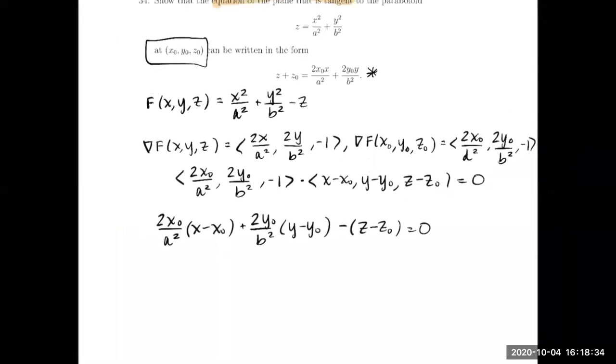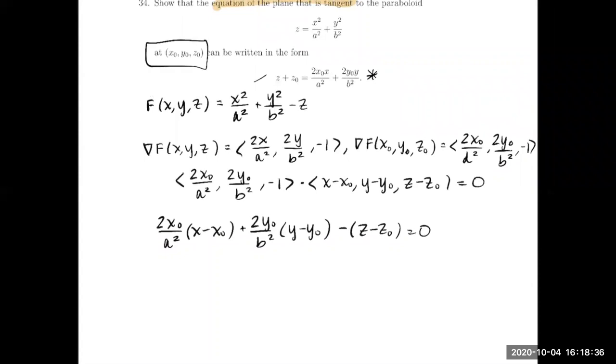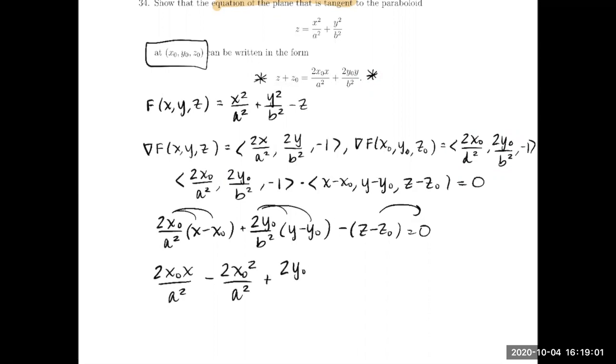Now let's look at what we're trying to get to, right? Our goal is this equation right here. So let's scoot these z terms over to the other side. And then I'm going to go ahead and just distribute these two pieces here in front. So I'm going to write this as 2x0 x over a squared minus 2x0 squared over a squared. And then similar for the y's. And then when I move those z terms over, I have a z minus z0 on the other side.